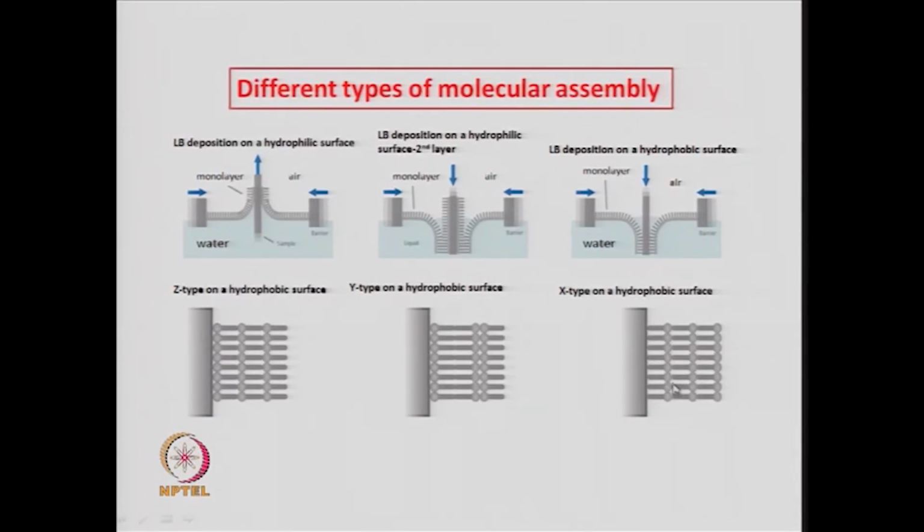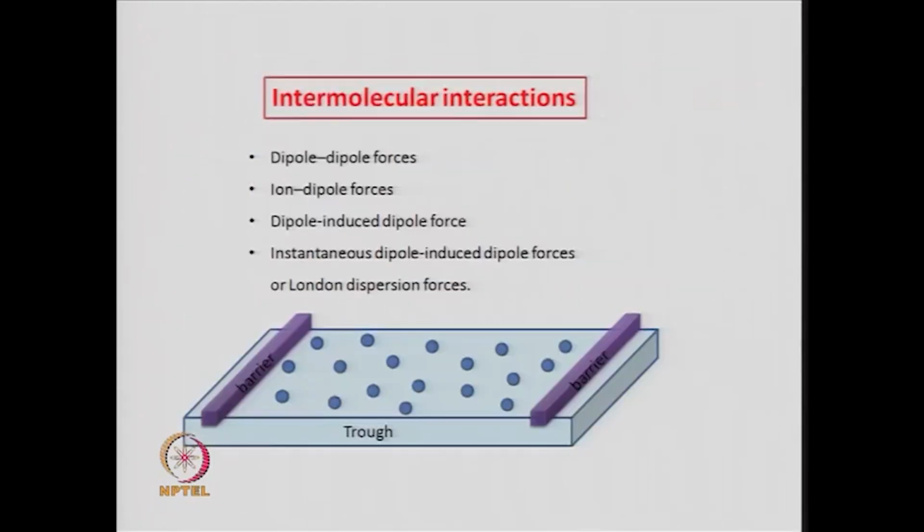Okay. So, if you have alternate, that is one pointing in this way, the second pointing that way, the third one again in the reverse direction, then that is called a Y type of a molecular assembly or a Y type of LB film. So, you have different types of LB films, and this is precisely the process by which you make the Langmuir-Blodgett films on substrates.